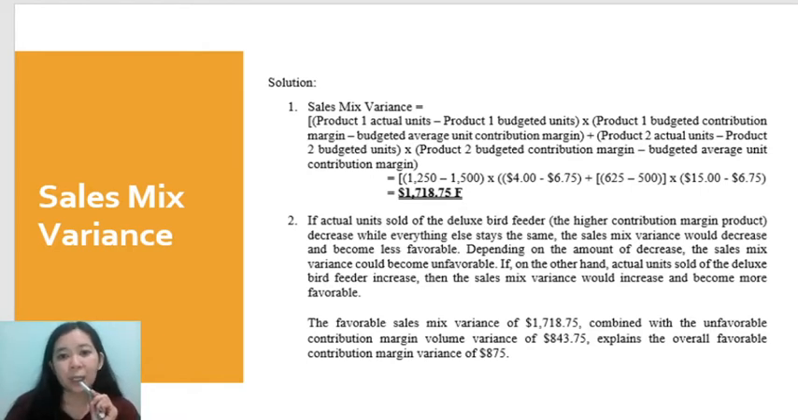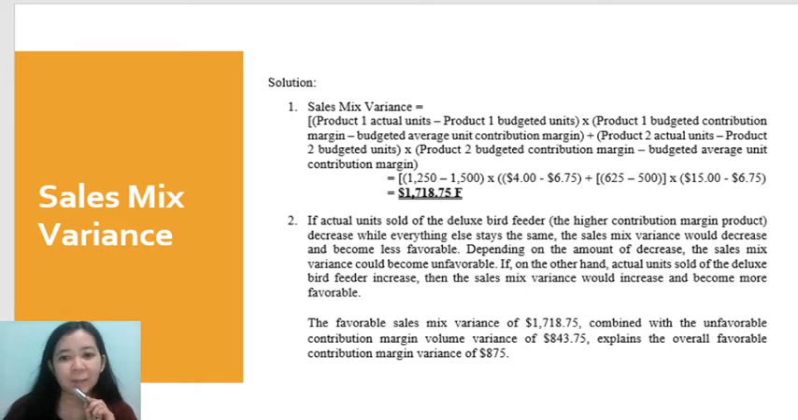Number 2, if the actual units sold decrease while everything else stays the same, the effect on the sales mix variance would also be a decrease, becoming even less favorable, or depending on the decrease, it might even become unfavorable. If on the other hand, the actual units of the deluxe increase, then of course our sales mix variance would also increase and become more favorable.